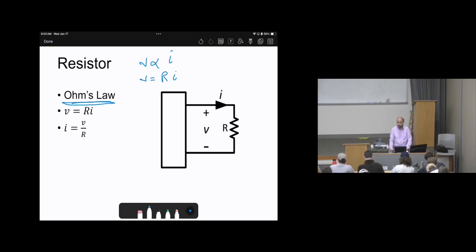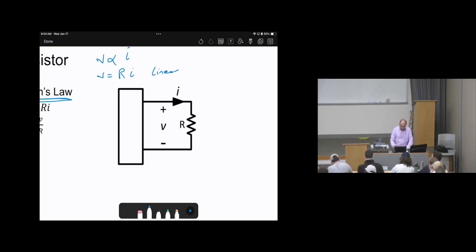Therefore, if we need to calculate I, it will be V over R. Ohm's law is well known to everyone, and basically it's a linear relationship between the voltage and the current, such that R is the slope, or the proportional constant, and the physical meaning is the resistance. Let's assume we have this system, and this is how the voltage and the current are associated with the resistor.